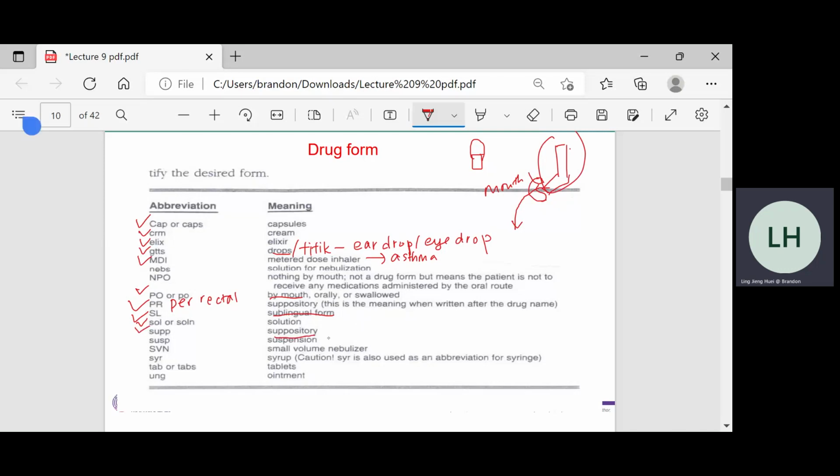Ya. Ubat suppository ini digunakan dalam dubur kita juga. SUSP, suspension. Contohnya macam Gaviscon. And then we have the syrup form, SYR, syrup form. We have the tablet, TAB. Okay, this is quite unusual. UNG, UNG means ointment. Okay, ointment ini dia lebih pekat, lebih berminyak daripada krim.